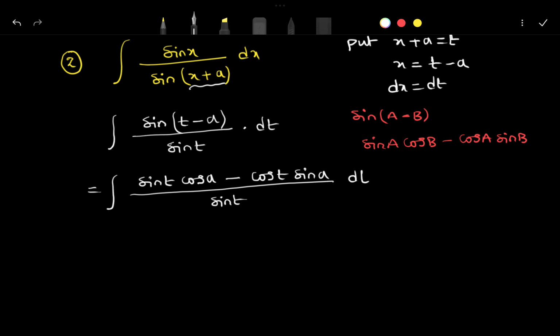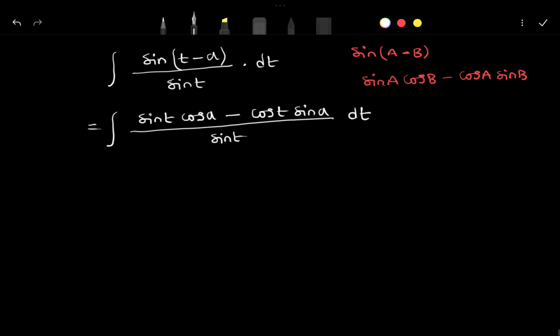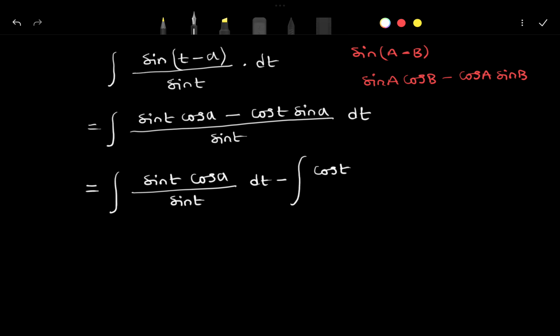See, all of you observe this. Here we can write this as equal to the integration of sin t cos a divided by sin t dt, minus the integration of cos t sin a divided by sin t dt.